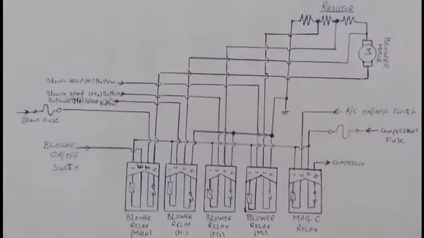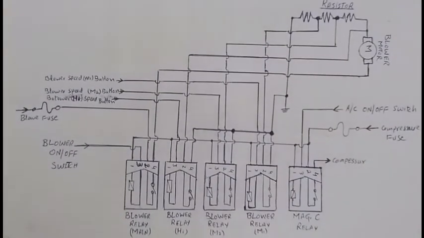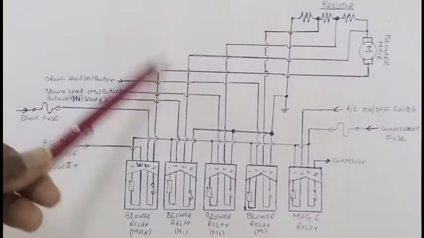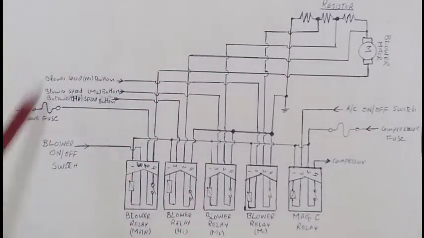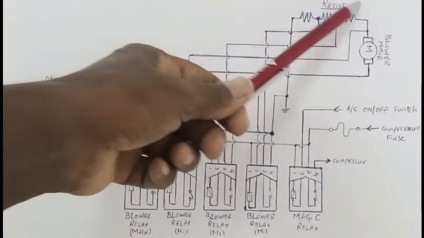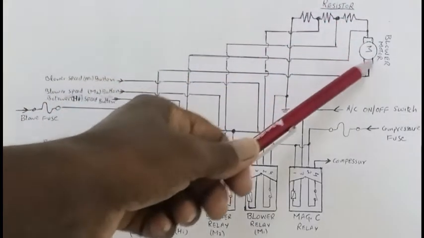Hi viewers, as I have shown you, my blower motor is not working, and I also told you the reason: my resistor is not working. So what is the resistor and what is its purpose? To explain the function of the resistor, I have made this diagram and I'm going to explain how resistors work and what their purpose is. Actually, this resistor controls the speed of the blower.